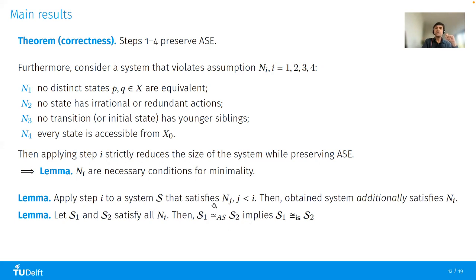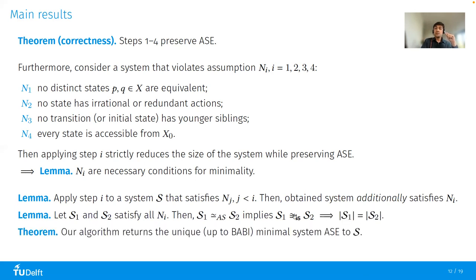Then the most interesting lemma of our work is that if two systems satisfy all of these conditions and they are alternating simulation equivalent to each other, then they are isomorphic. This is BABI isomorphism, that I'm going to explain next. This implies that they have the same size, and therefore we obtain our final theorem: our algorithm returns the unique up to BABI minimal system that is equivalent to the original one.